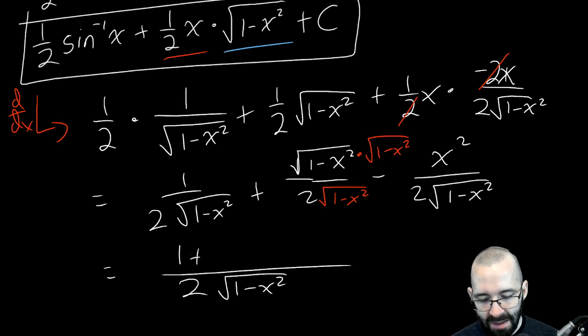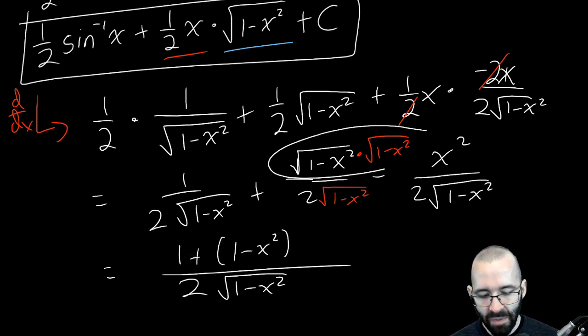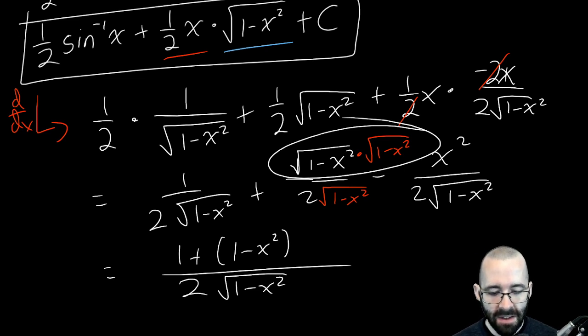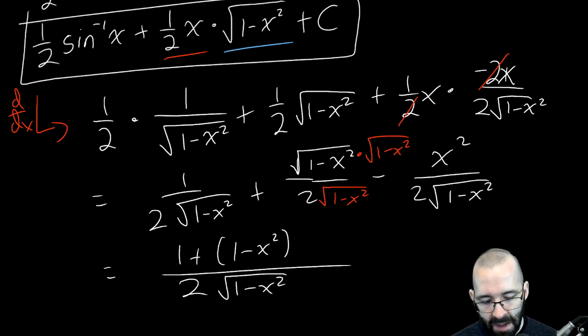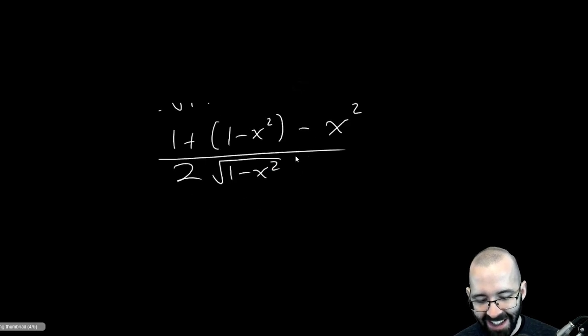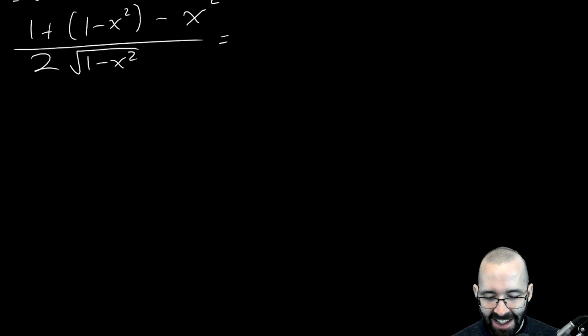And we get 1 plus, this just becomes 1 minus x squared, right? Square roots cancel. Again, it's technically absolute value, but we know 1 minus x squared is positive here because of our domain. And then minus an x squared. Let's just keep simplifying and see what happens. So that's going to be 2 minus 2x squared. We'll factor out a 2.